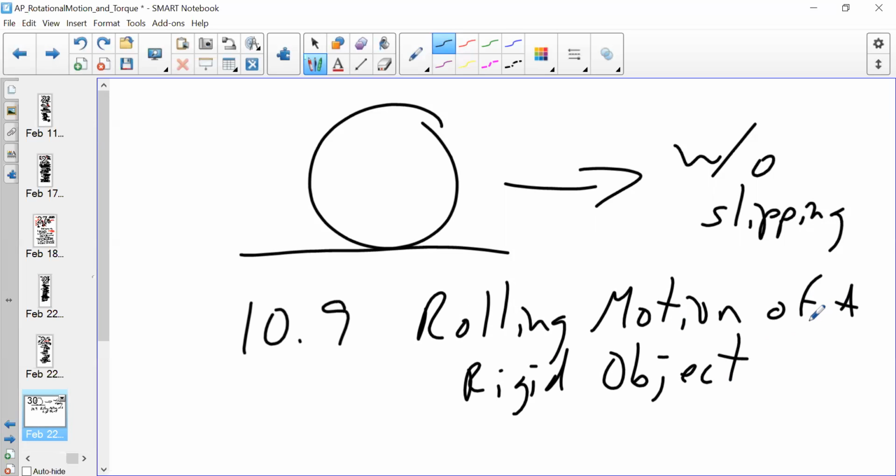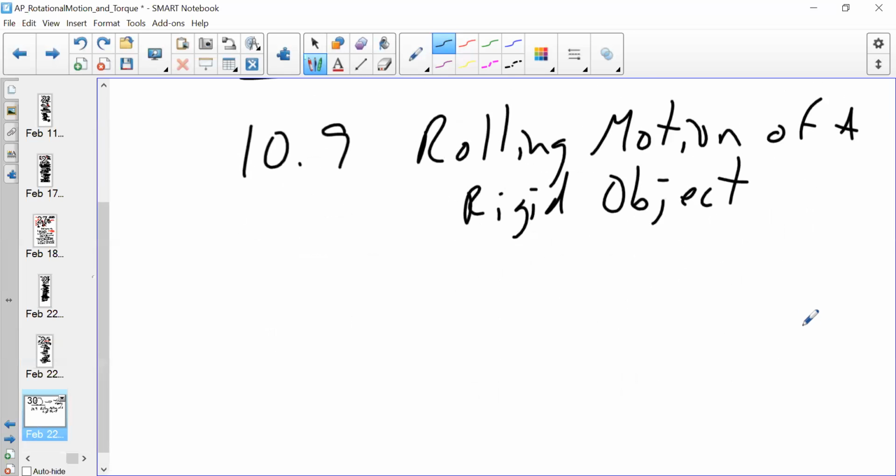So also, this rolling without slipping, it never loses contact. We're going to keep things uniform. And it's just a condition to help us understand what the kinetic energy is going to be for, say, a sphere or a wheel rolling forward.